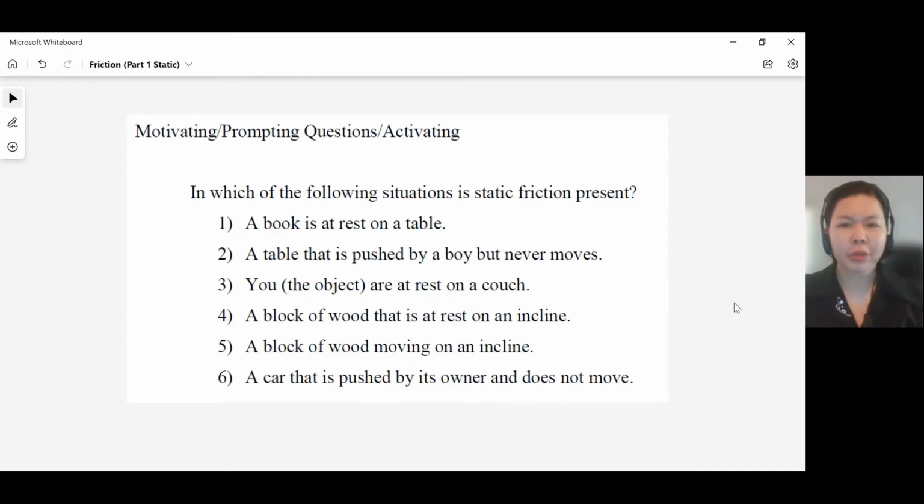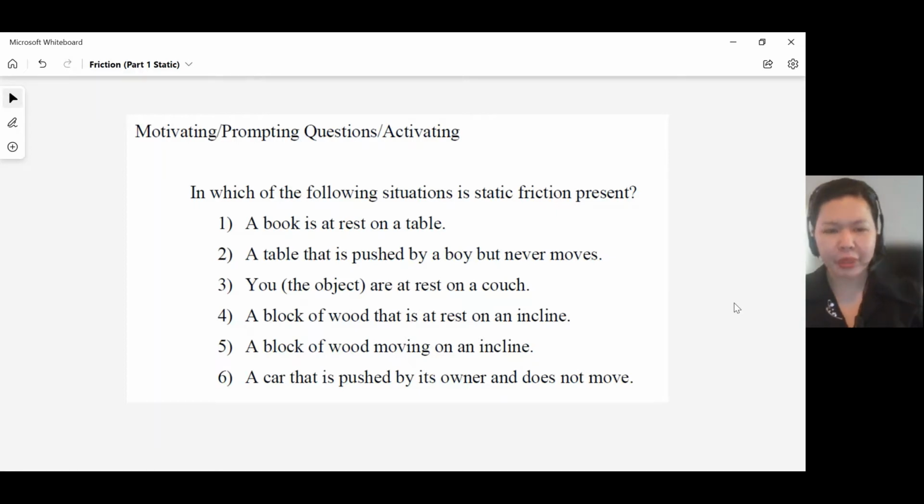So, in the following situations, static friction is present in number 2 because the table is pushed by a boy but never moves. In number 1, since the book is at rest, the static friction there is 0, or there is no static friction. In number 3, since you are at rest on a couch, static friction there is also 0.